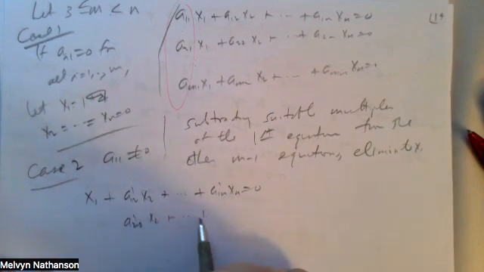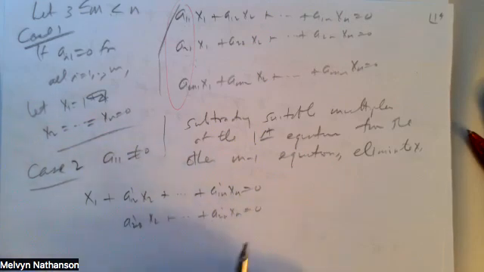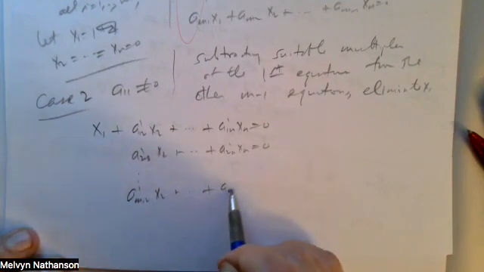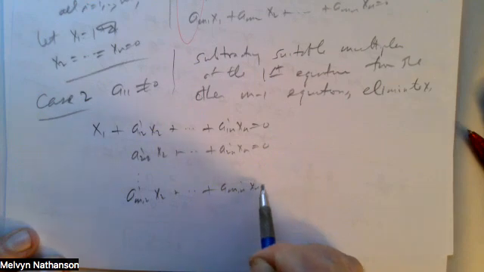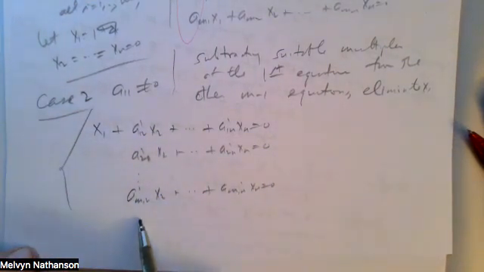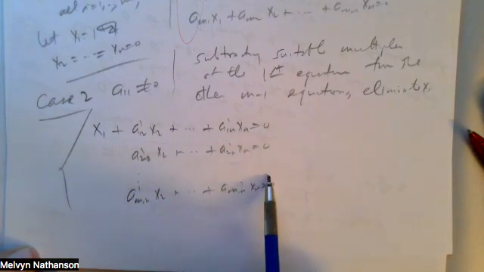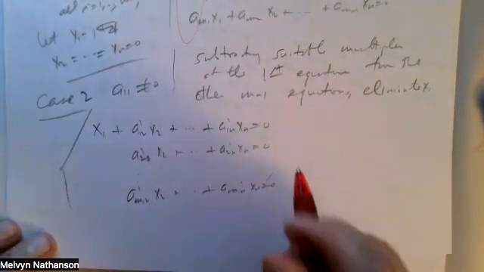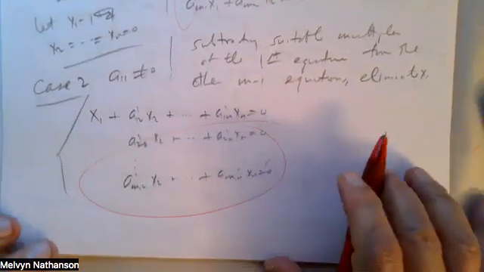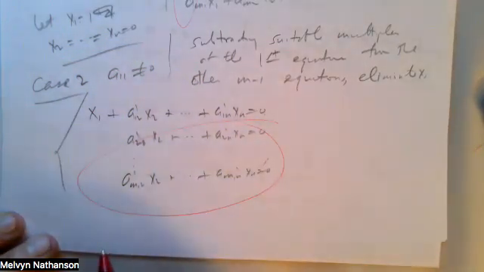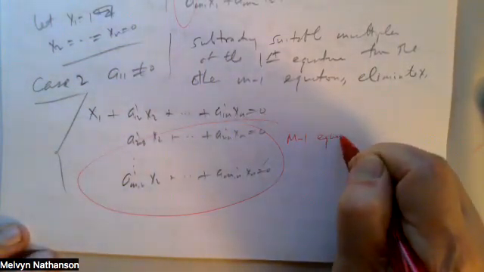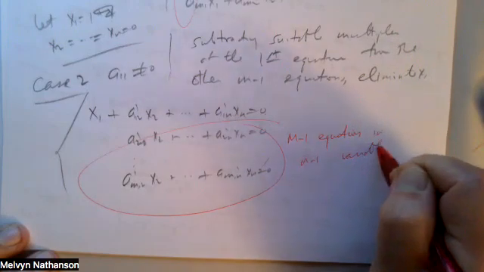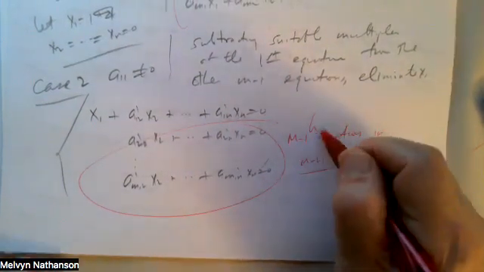a22 prime x2 up to a2n prime xn equals 0, down to am2 prime x2 up to amn prime xn equals 0. So we have, again, m equations and n variables, homogeneous, but except in the first equation, there's no x1. Now, if you look at these equations, what we have here is m-1 equations in n-1 variables, homogeneous.